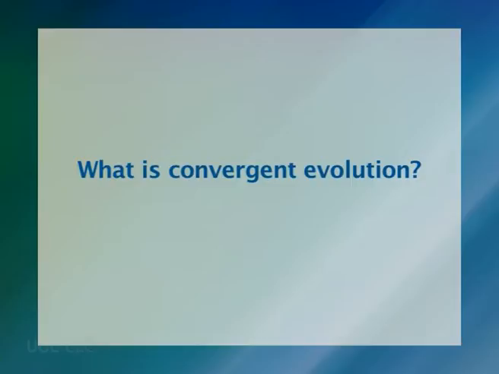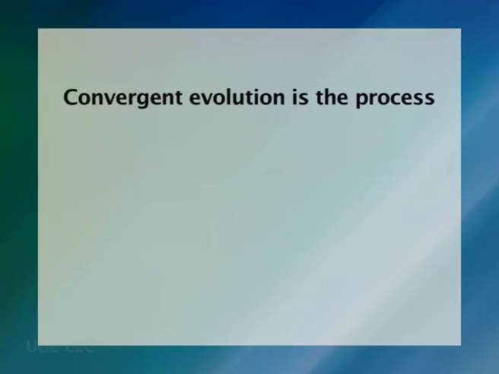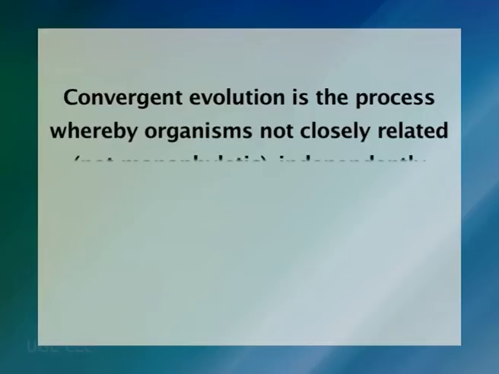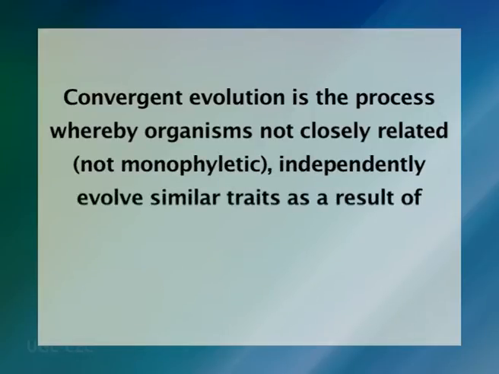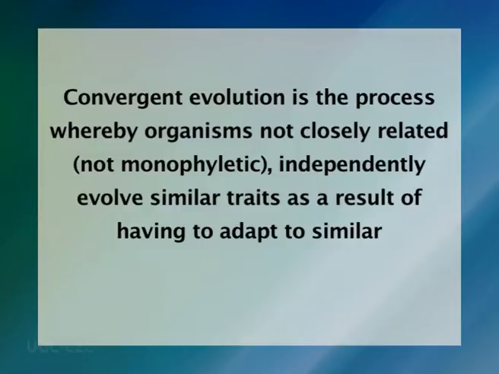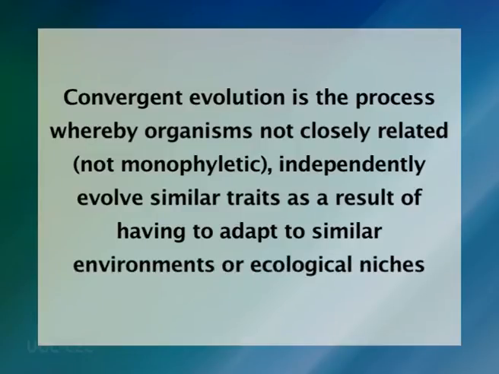In evolutionary biology, convergent evolution is the process whereby organisms not closely related, that means not monophyletic, independently evolve similar traits as a result of having to adapt to similar environments or ecological niches. Hence, convergent evolution occurs when organisms from different evolutionary lineages evolve similar adaptations to similar environmental conditions. This can happen even when organisms are very widely separated geographically.